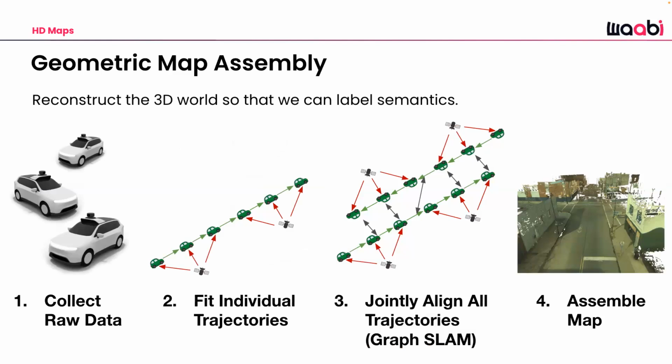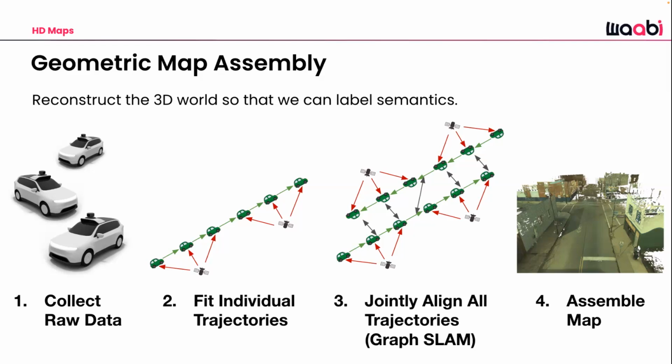Once we have this data, the idea is that we want to split it into small chunks and fit trajectories to these individual chunks. This is beneficial because it can be done in parallel. And then once you have these tiles that have been optimized, you can align all of these trajectories in a joint optimization process, like some sort of large-scale pose graph optimization. And last but not least, you assemble these chunks and the raw data into a globally consistent map.